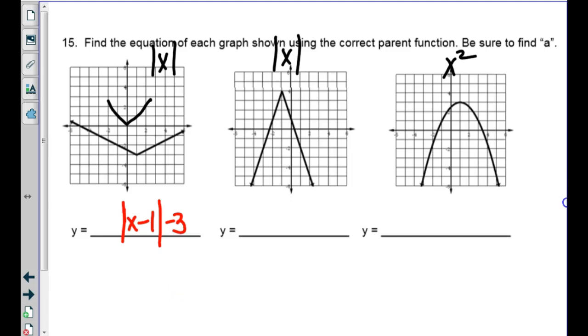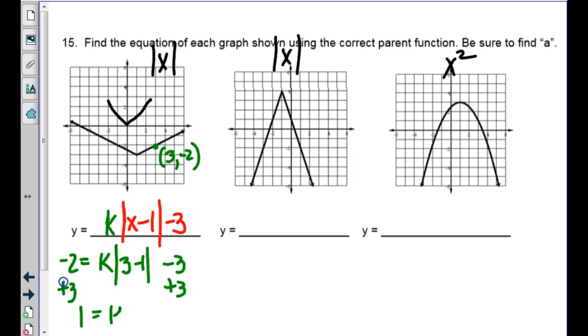The way we actually did these was to find the stretch, K or A or whatever you want to use, out here by plugging in a point, right? So I could pick, what is that, 3, -2? So I'd have -2 equals K times 3 minus 1 minus 3, add this 3 first. And this would be 2, absolute value is 2, so we get K is what?